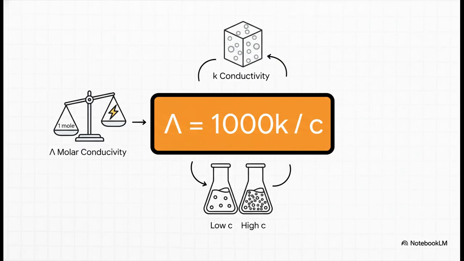And here's the formula that ties it all together. This is a big one. Molar conductivity, or lambda m, equals 1,000 times K, that's conductivity, divided by C, the concentration. You are definitely going to want to remember this one. It's absolutely essential for solving problems.